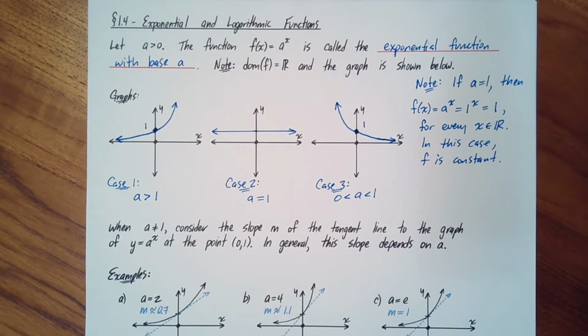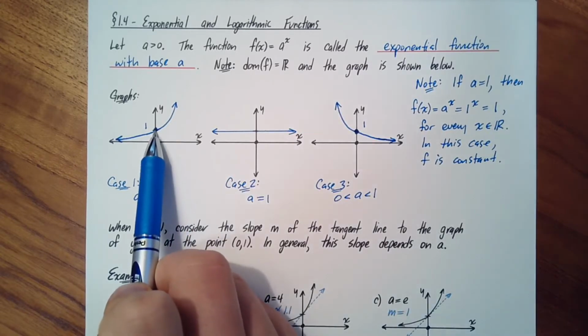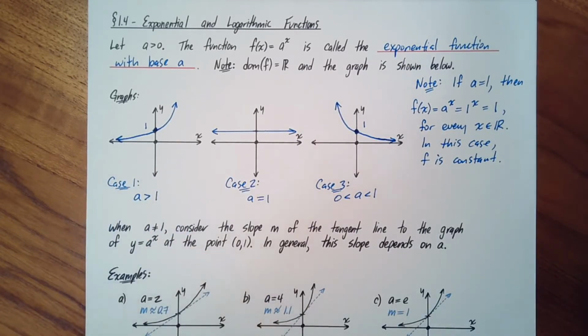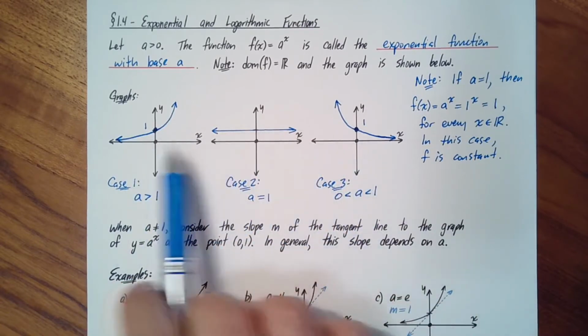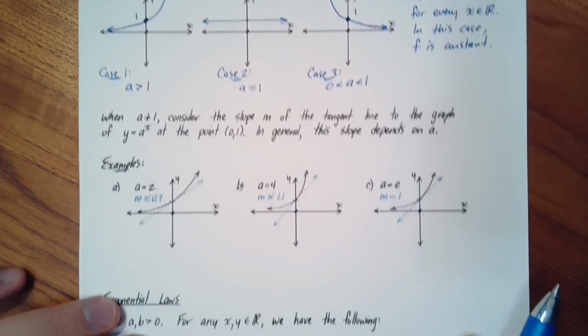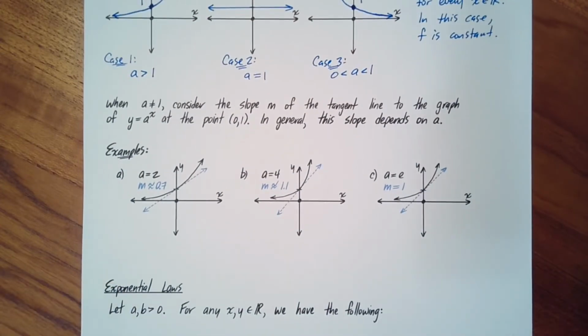Now I want to mention for the moment that all these graphs, for any choice of a, you can sketch something called a tangent line at the particular point where the curve crosses the y-axis. And I'm not going to add them to these pictures up here. In fact, I'm just going to show you the ones down here, and there's already some lines drawn for us.